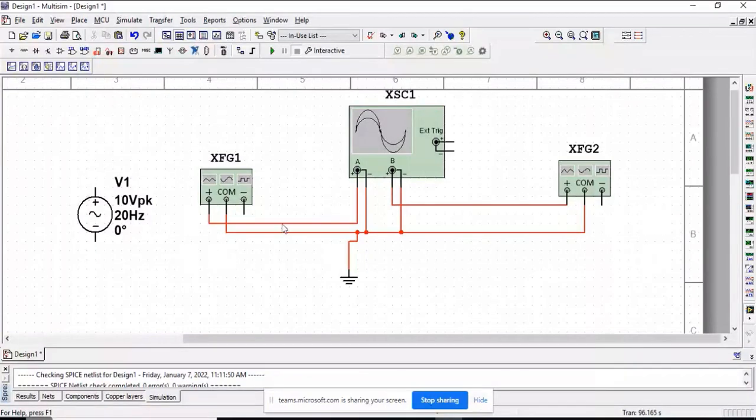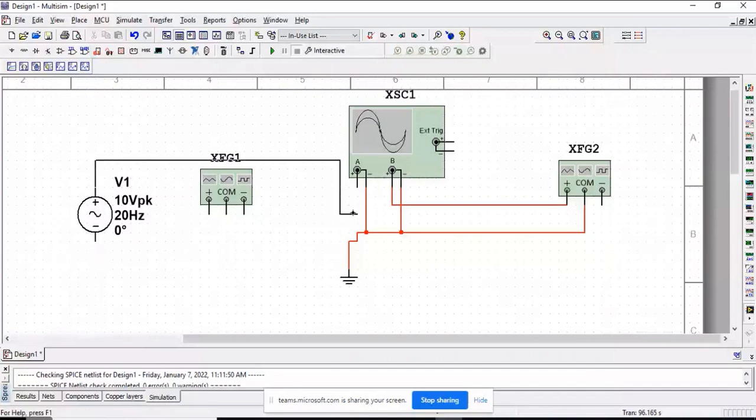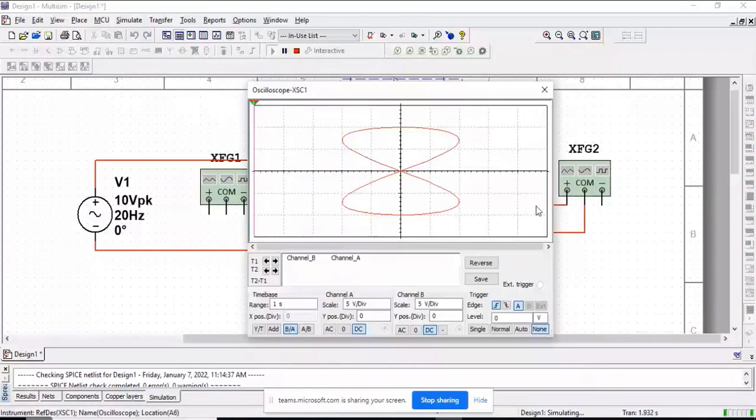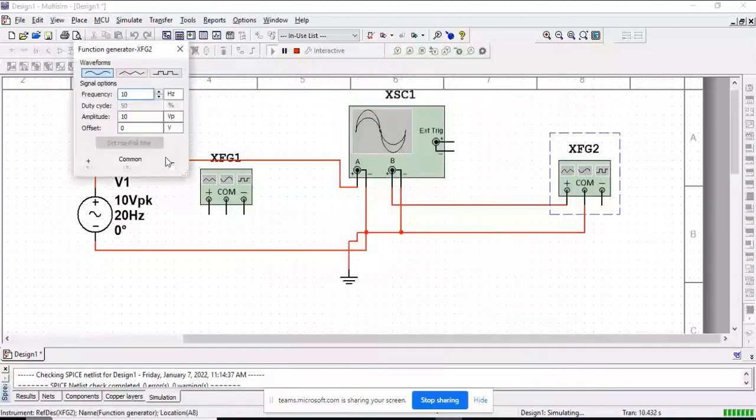So disconnect from here, select this terminal, press delete button, and provide the input from this AC source. And now see the result, simulate this. Actually, frequency is 20 here. Actually, in function generator 2, that's why we have not got a circle. Frequency should be same.